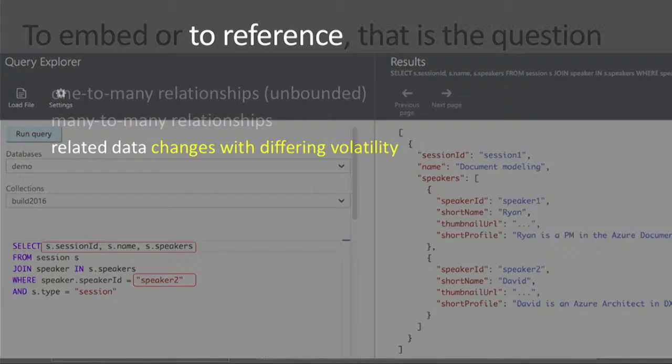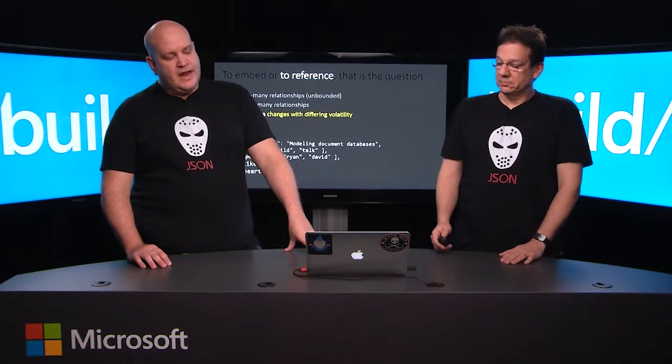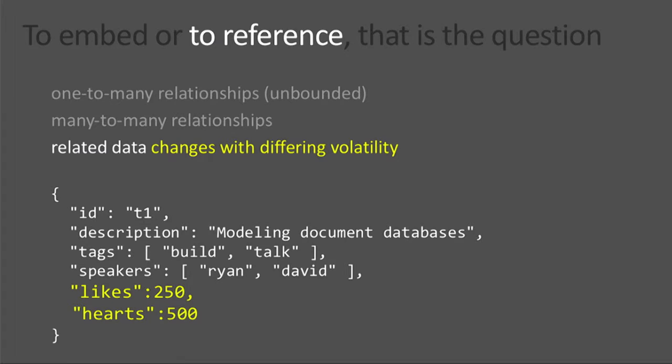Cool. So another signal that you can use to help guide you towards referencing instead of embedding is when data changes with different volatility. David spoke about similar volatility as being good for embedding. But if we take a look at the following kind of document, now we have a session, again, this talk, but we have some data that's fairly static, and then we have other data that changes very, very often. Well, we hope very often, like likes, hearts, the number of times the session's been viewed, etc. So now we have data that changes at a very different velocity inside one document.